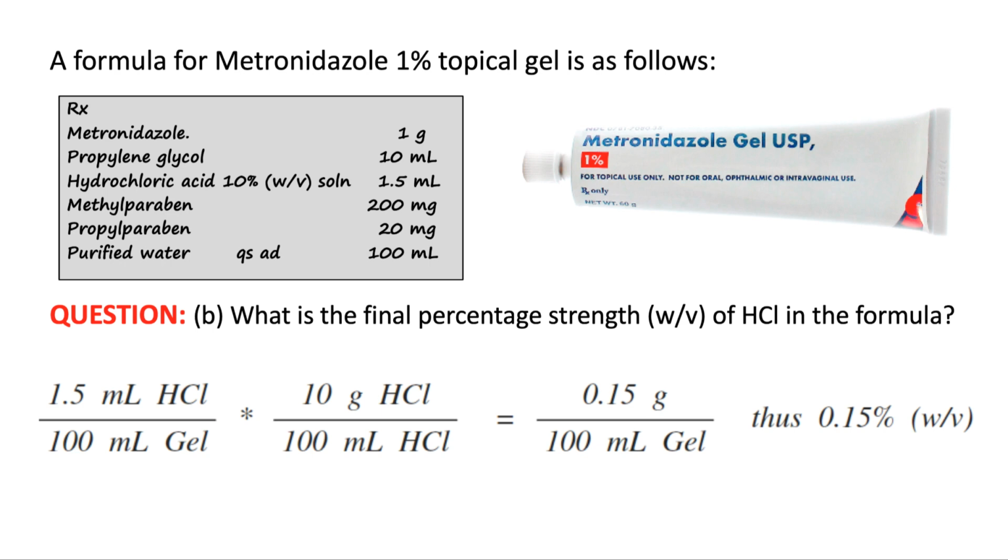So by adding 1.5 mils of this hydrochloric acid, we're actually adding 0.15 grams based off of its concentration, and that 0.15 grams is going to exist in a total gel volume of 100 mils. So 0.15 per 100 mils is 0.15% weight per volume.